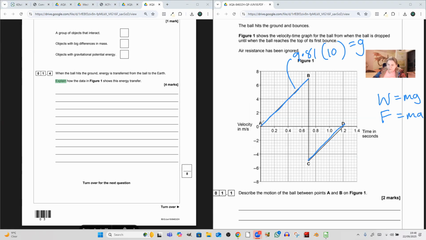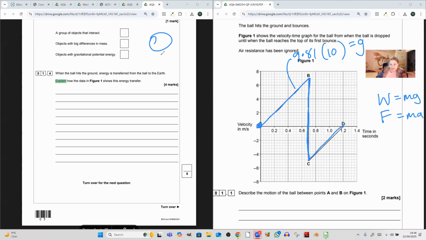So we start off with a 0 velocity and it gets faster and faster and faster until at B something happens. Does anybody know what happens? The ball hits the ground and changes direction. Yeah, the ball hits the ground. So this enormous acceleration is indicated by this almost vertical line. That is what happens when the ball hits the ground.